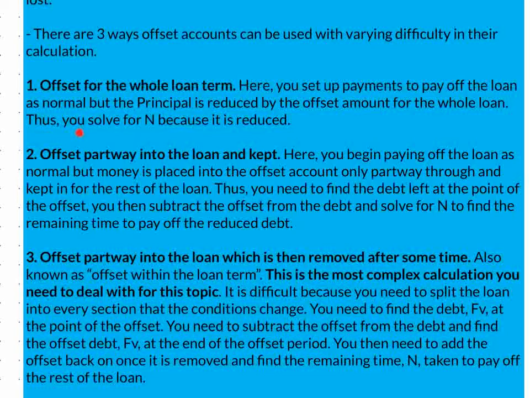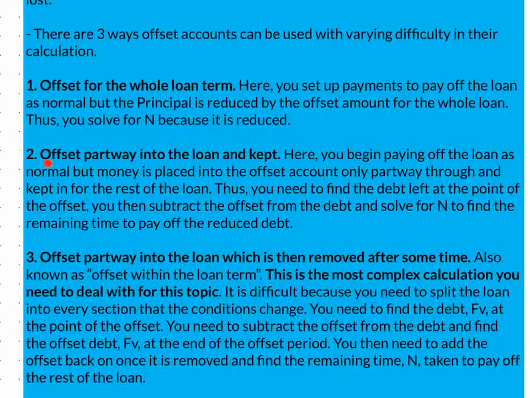And so essentially what you're doing is you're paying for a smaller loan amount with the original payment set up for the original loan. So you're paying too much, and so you solve for N because the time to pay off that loan is reduced. The book teaches this perfectly fine, so it's got this.